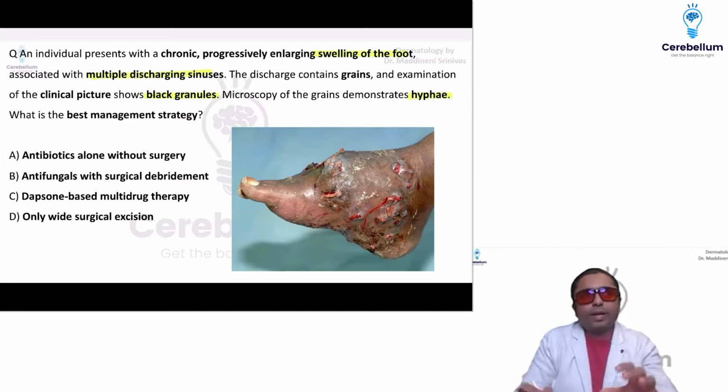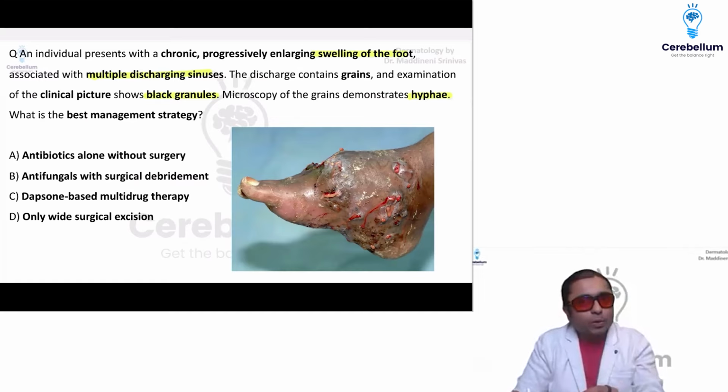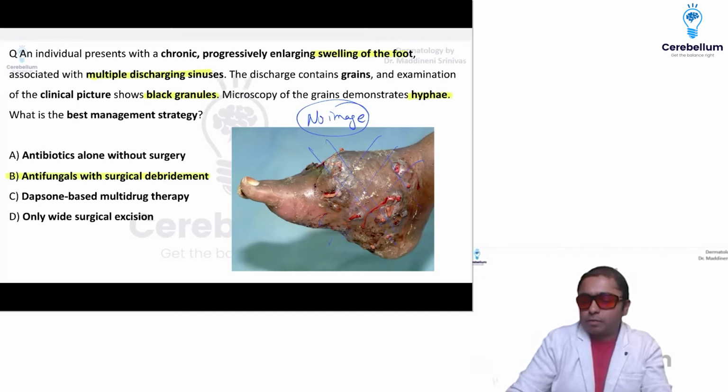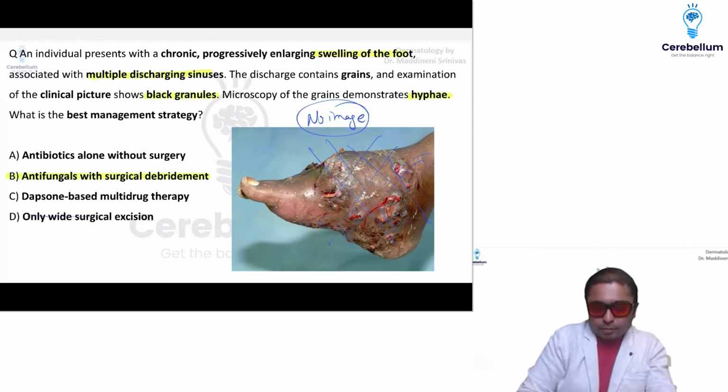Yes, dear students. So if it was the case, then what do you think of? It is mycetoma basically, because there are black granules. So which type of mycetoma is it? It is eumycetoma because of the fungus, and also it is mentioned hyphae are present. So what will be the treatment for this case? Treatment is going to be with antifungals with surgical debridement. Antifungals with surgical debridement. Okay, right. Acha, no image was there. Okay, I'm noting it down. No image was given, only a description was given in the question. Acha, the fourth option was immediate surgery. Okay.